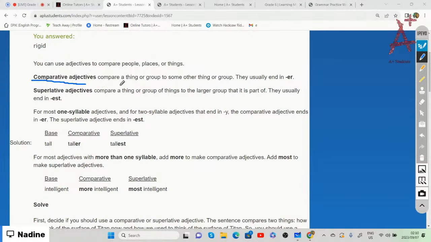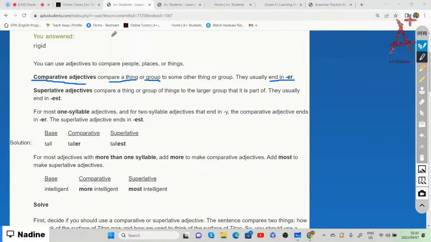So comparative adjectives, right? They compare a thing or a group to some other thing or group. They usually end in ER. It needs to be at least two things, two people, two places, so we are comparing those things, and then it ends in ER.